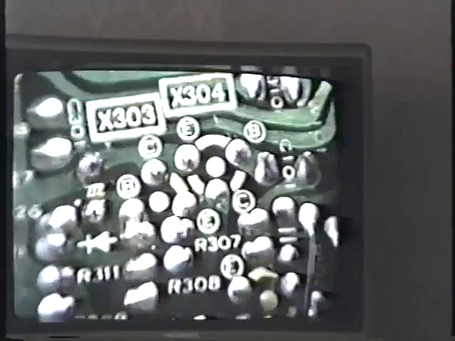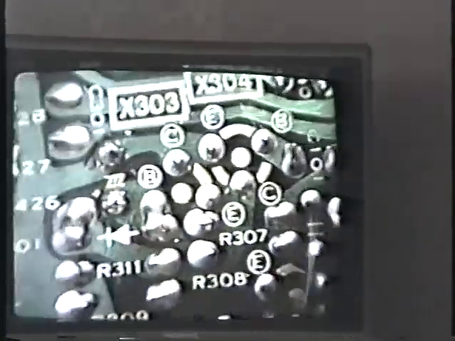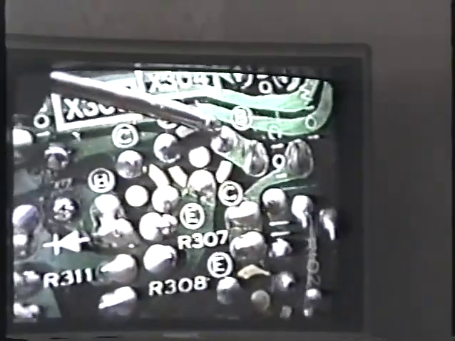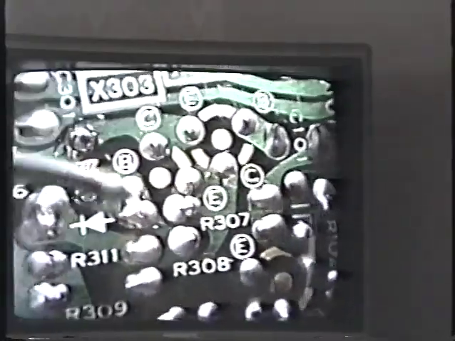For instance, you see the little E's and B's and C's that are in the circles there? Here's transistor X304, transistor number 304. Here's the emitter lead. Here's the base lead. Here's the collector lead. You know, here's another one. They're all over the place.